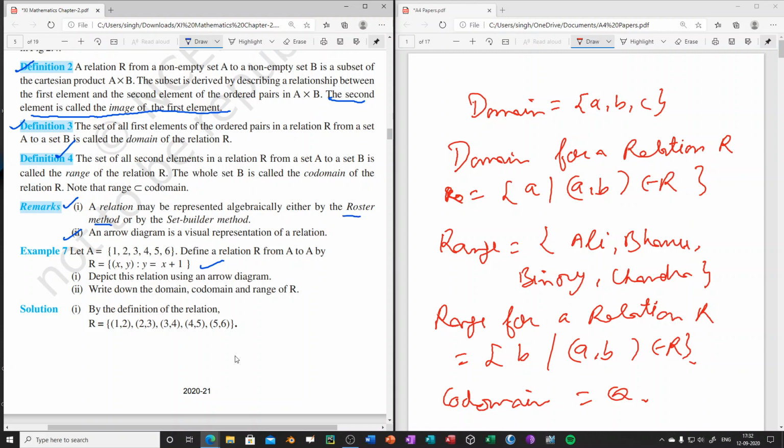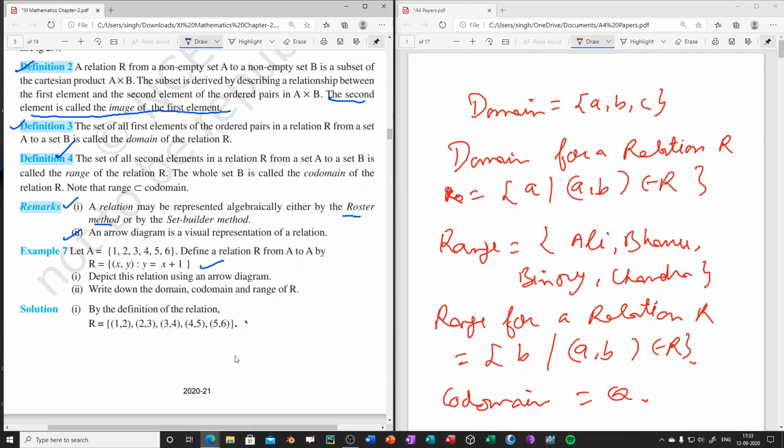Now suppose we want to write it in roster form. Roster form is very simple. We will just take the element x equal to 1. Then what is y? y is 1 more than x. So we get the ordered pairs (1, 2), (2, 3), (3, 4), (4, 5), (5, 6). We cannot take x as 6, because in that case y will be 6 plus 1, that is 7. But this relation is defined from A to A. That means the first set is A, and the second set is also A, so we say the relation is from A to A. Sometimes a relation may be from A to B or from A to A.